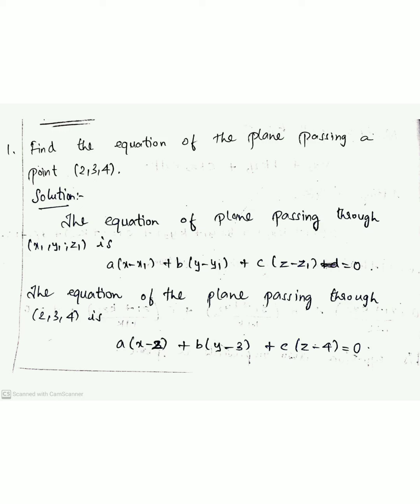Now substitute this point in the general form of the equation. When you substitute this, you get a(x - 2) + b(y - 3) + c(z - 4) = 0, which is the required equation of the plane. Or we can simplify this equation also. When you simplify this one, you will get the same general equation of the first degree. So both the equations are same. Clear all of you?